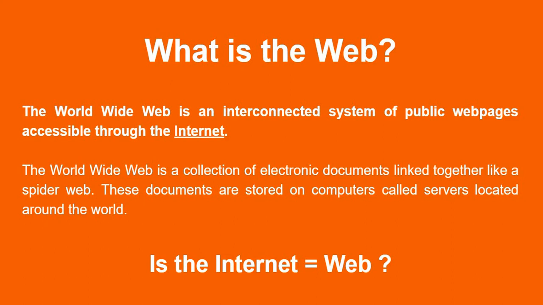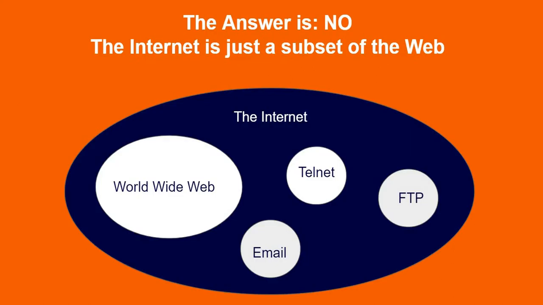Now, is the internet the web? The answer is no. The internet is simply a subset of the web. The internet itself is a network of connected computers that the web works on, as well as what emails and files travel across. Whereas the World Wide Web, or web for short, are the pages you see when you're on a device and you're connected to the internet.